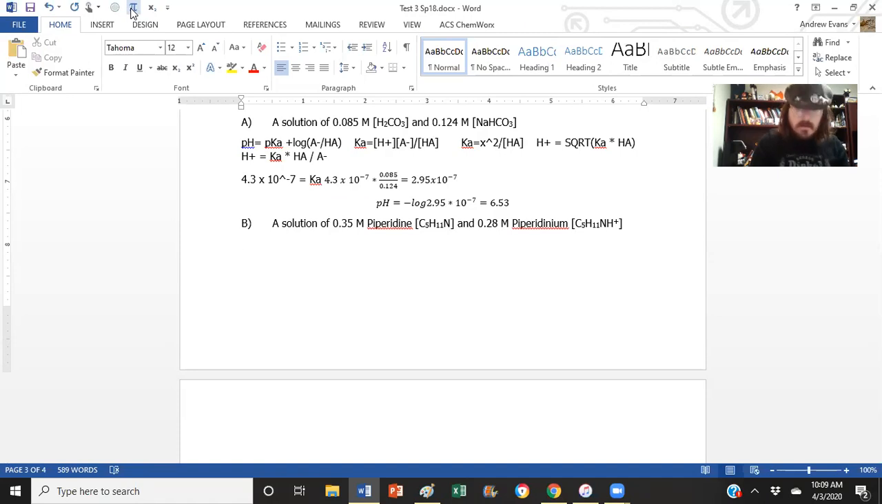Look up Kb. If you click on Wikipedia, you look at the properties: chemical formula, molar mass, density, melting point, solubility. Well, that's convenient. They give you the pKa. Now, this is a base, so technically you should be getting the pKb. But they give you the pKa. So with that in mind, we have to be very careful. Notice the pKa is 11.22.